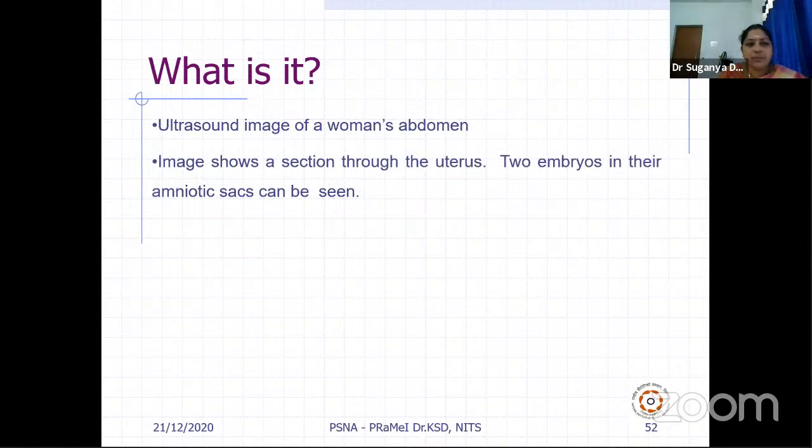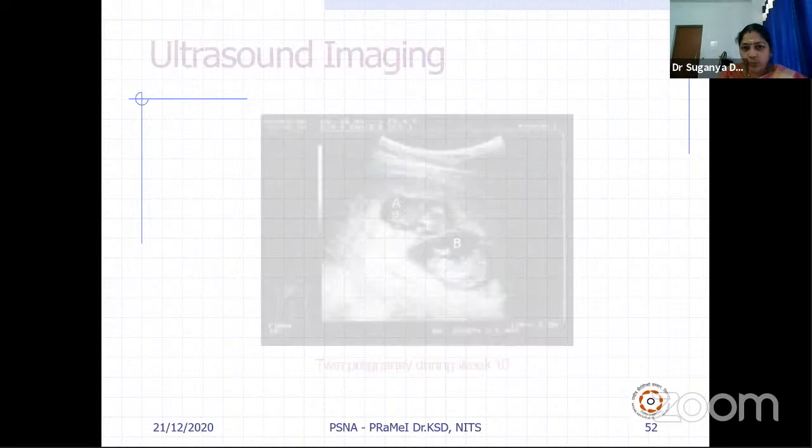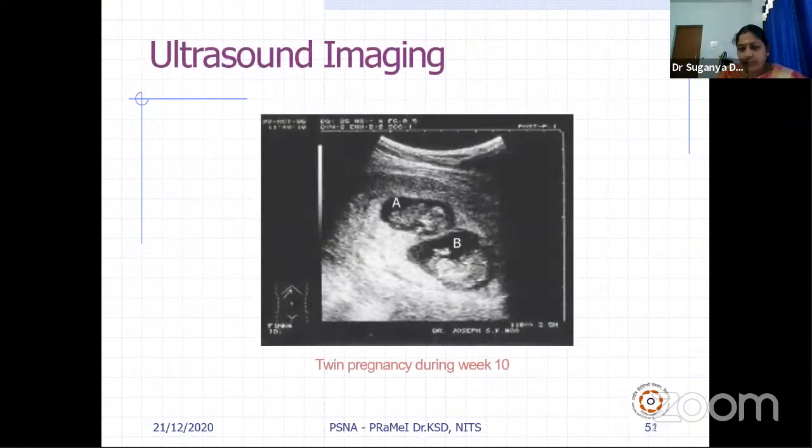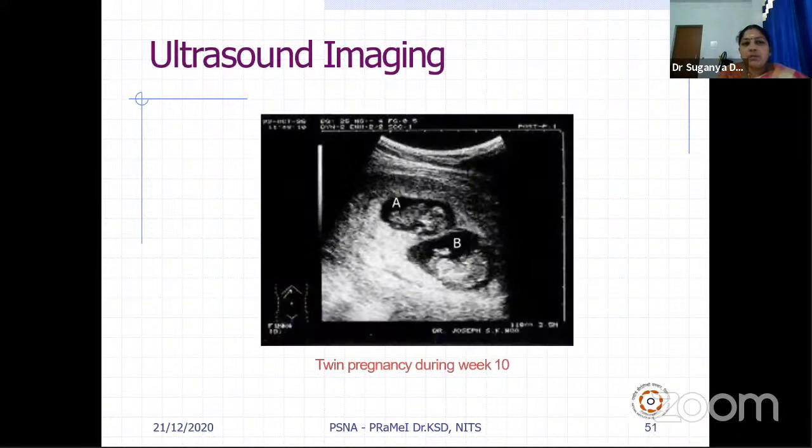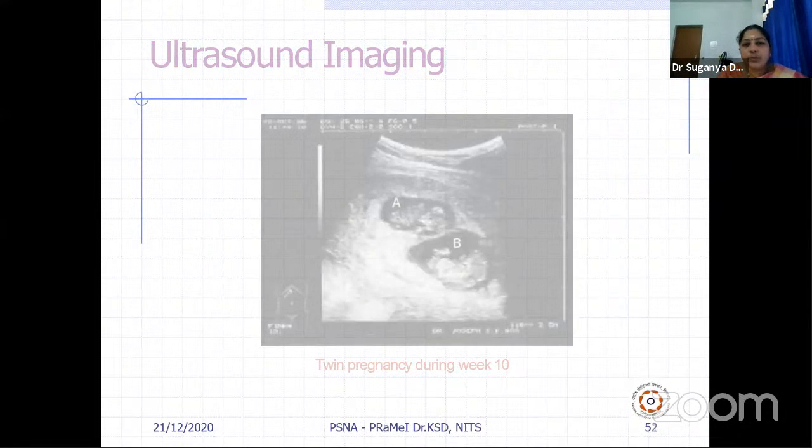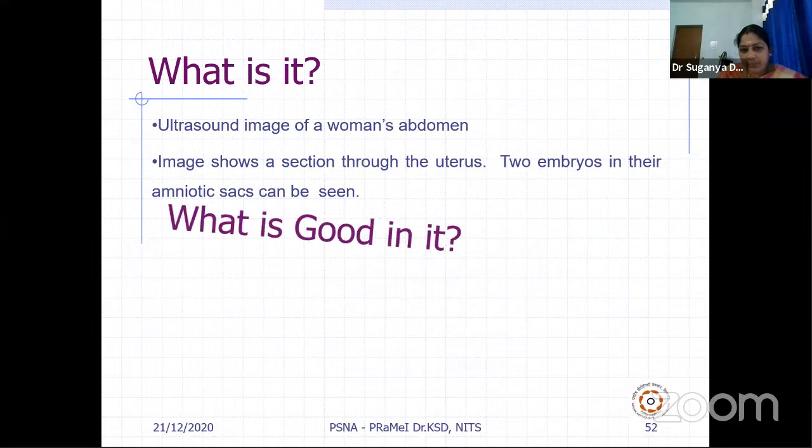Ultrasound image of a woman's abdomen. The image shows a section through the uterus, and it is also showing 2 embryos. A and B are the 2 embryos. It is twins. So 2 embryos in their amniotic sacs can be seen.